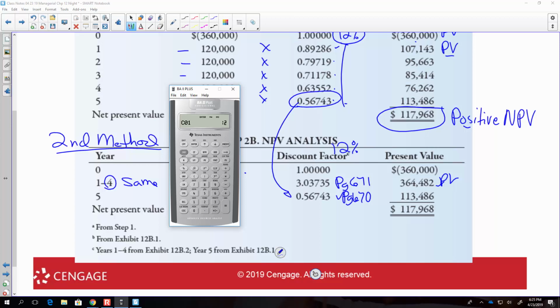Put in 120,000 and hit enter. Down arrow again. It should say F01. How many years did we get the 120? Four. So put 4 here for the number of years. I'm not sure why they use F, not Y. And enter that. Down arrow again.